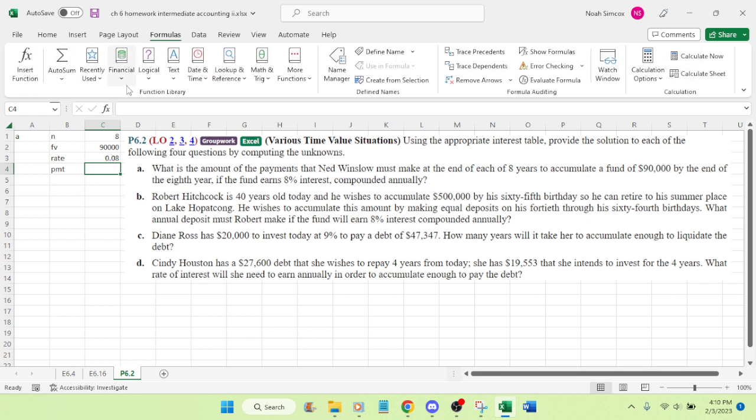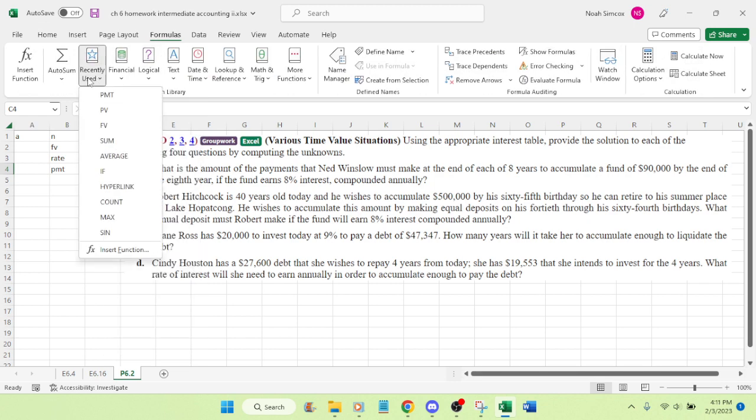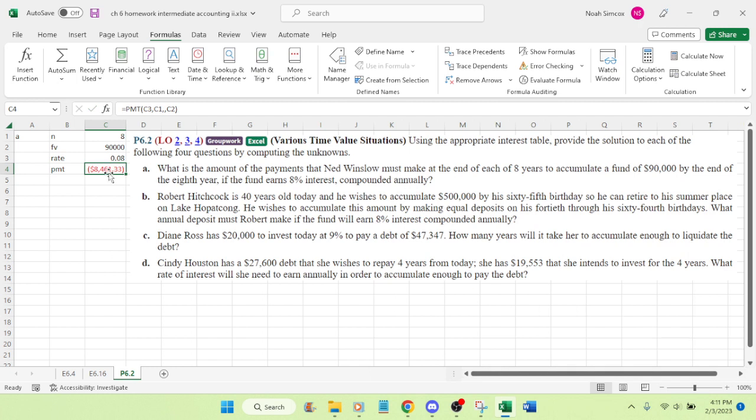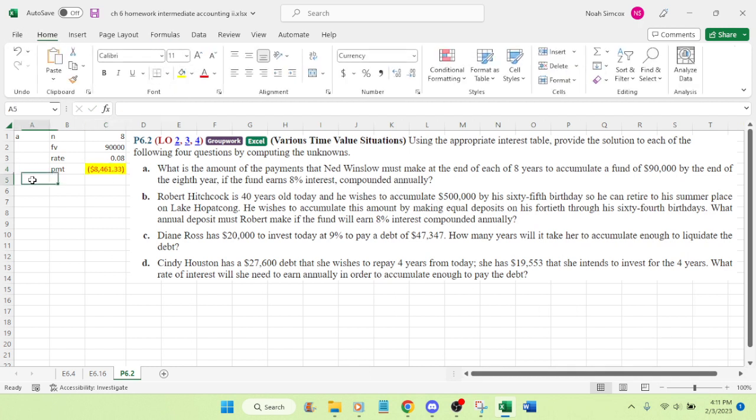Formulas. Recently used payment. Rates. N. And future value. So the answer should be, this is the amount of payments to make every year. Good. Stop. B. Please be simple.